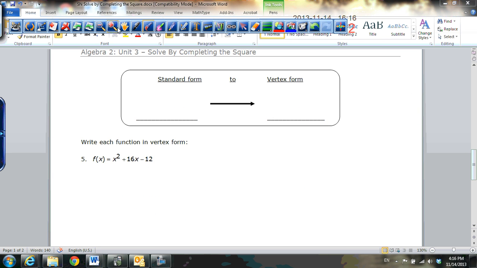The second part of the notes is talking about going from standard form, which is y equals x squared plus bx plus c, to vertex form, which is y equals a times x minus h squared plus k.